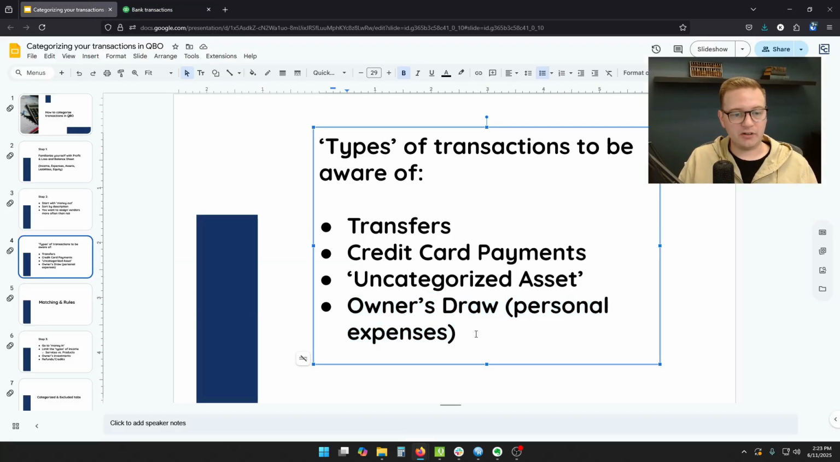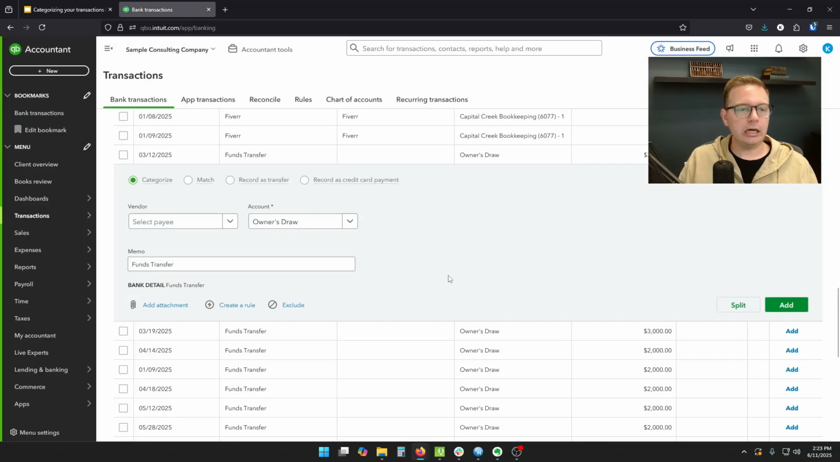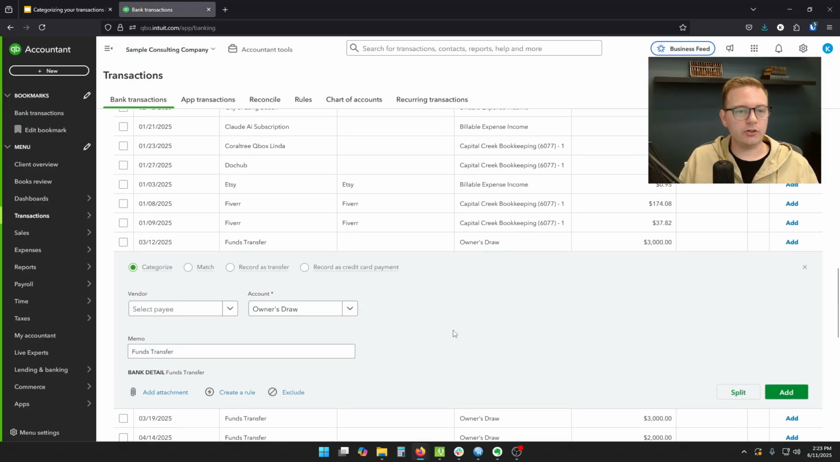And it changes your profit and loss and everything. So it's really important. All right, so matching and rules. So this is all about efficiency and automation. Again, I'm just telling you about this because it's important to know, but I would get familiar with how this works before you really implement any of this stuff.